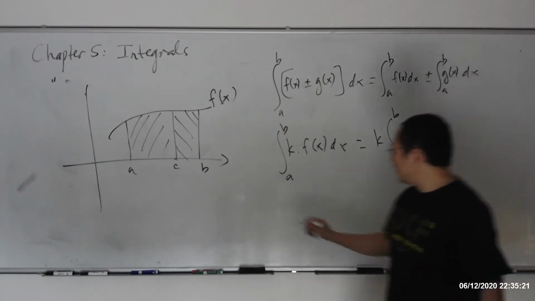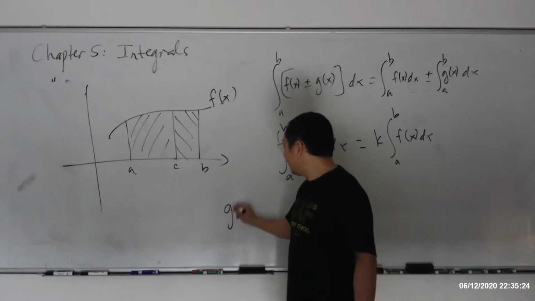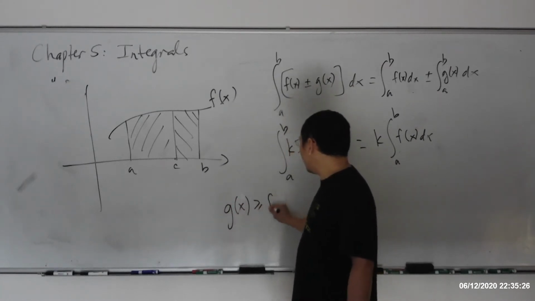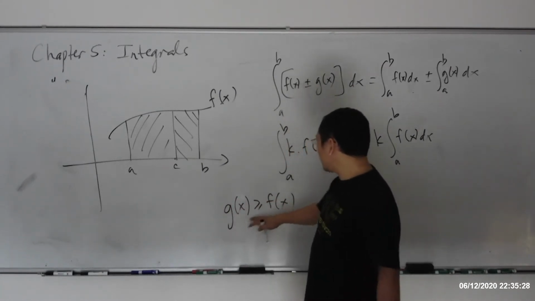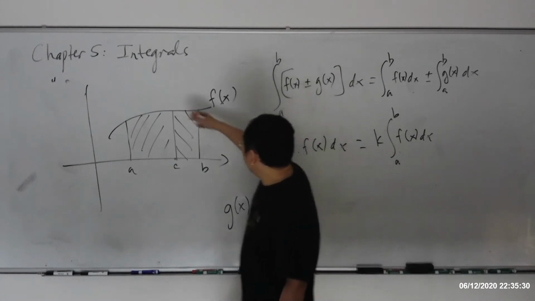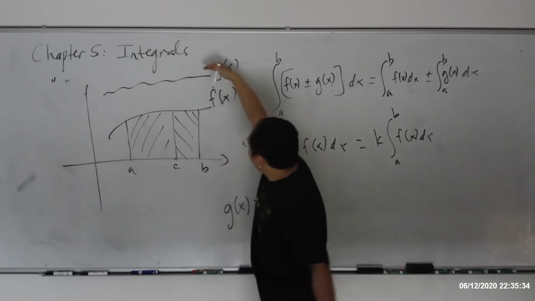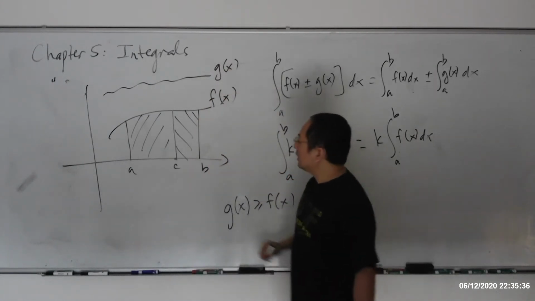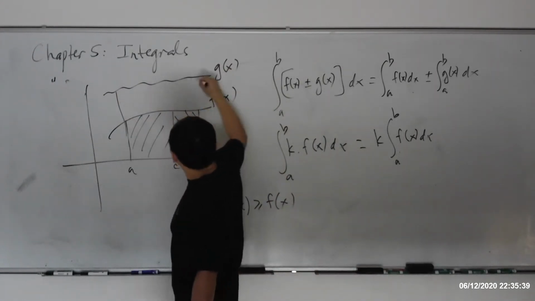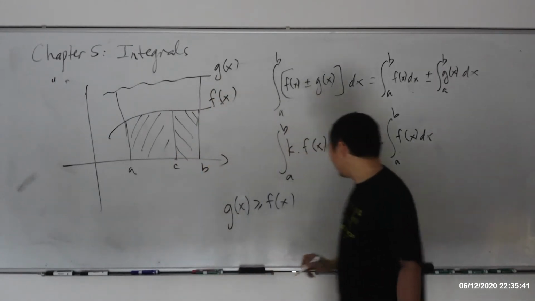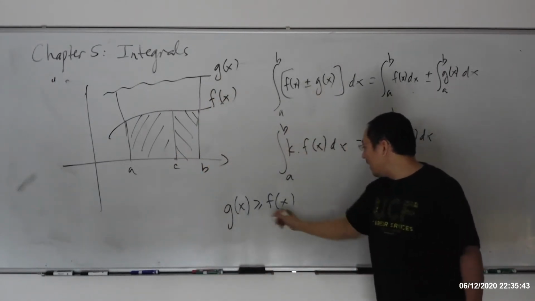Okay? So if you have the inequality g of x is greater than or equal to f of x, then graphically, what does that mean? g of x is above, so g of x is somewhere up here. G of x is greater than f of x. Then the area bounded by the function g is going to be bigger than the area bounded by the function f.